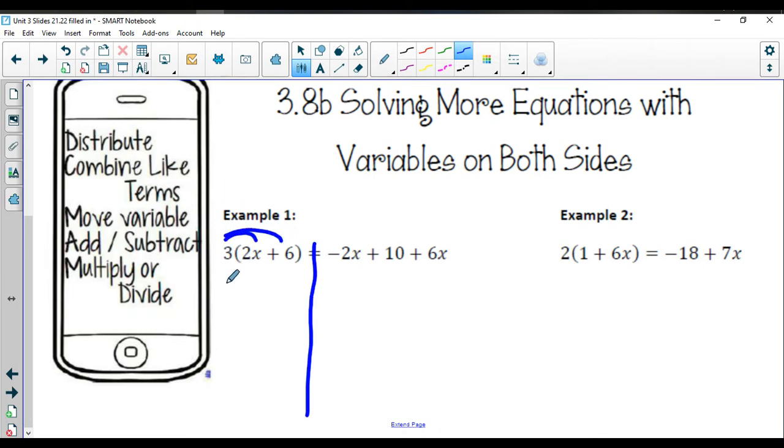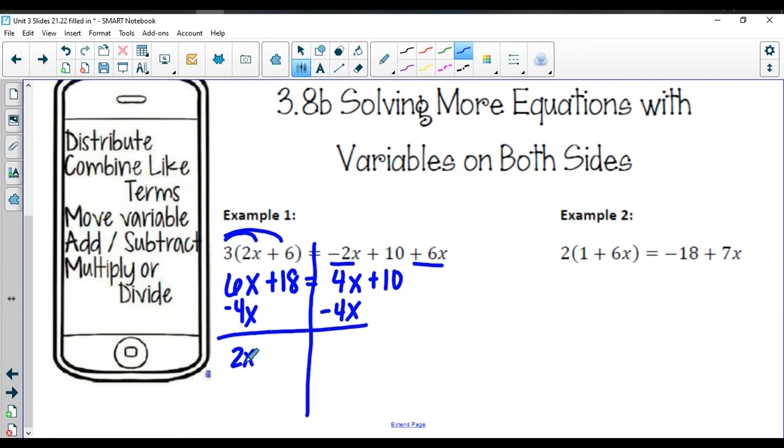So I'm going to go ahead and start here. 3 times 2x will give me 6x plus 18. And then on this other side, I do see combining like terms here. So I'm going to go ahead and combine them just to take care of one step here. So I have a negative 2x and a 6x, which goes together to give me 4x and plus a 10. So from here, I'm moving the smaller variable, which would be the 4x. I'm going to subtract 4x on both sides.